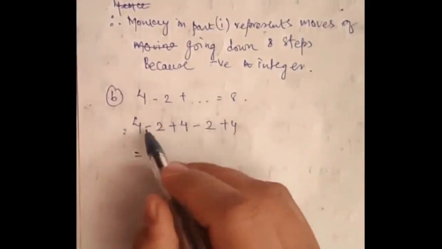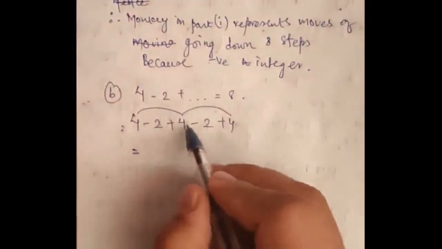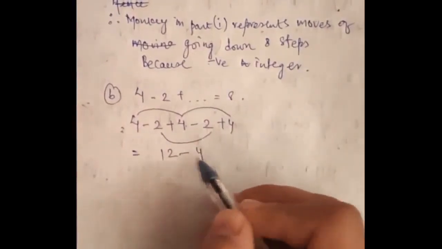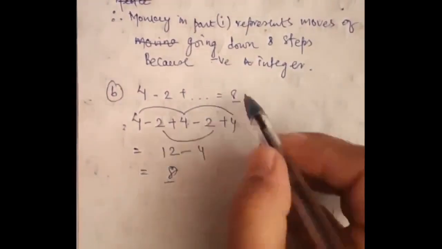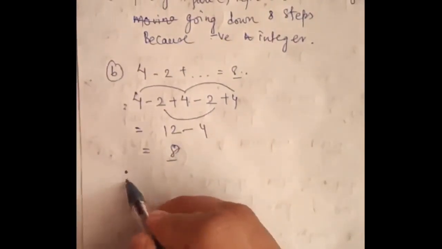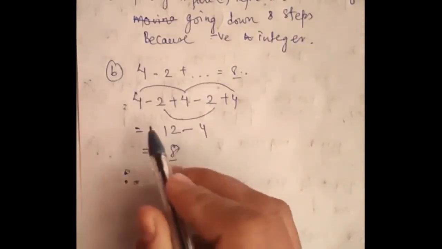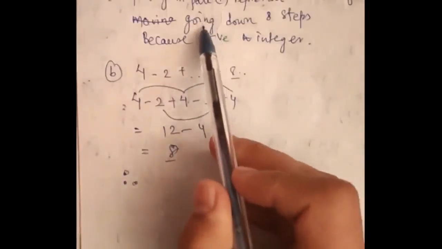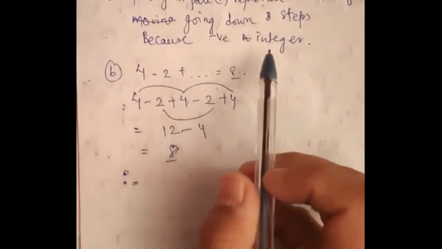So let us solve the positive integers first. 4 plus 4 is 8, 8 plus 4 is 12. Now minus 4 is equal to 8. So it is correct. Your LHS and RHS are equal, isn't it? So we can write this is also true, because the monkey used the upward direction to reach the first step, and in the first question the monkey used downward steps to reach the water level, that is the 9th step.